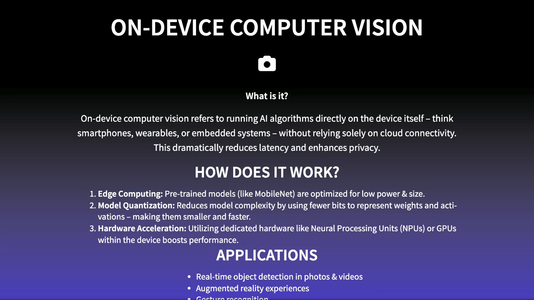The magic happens through edge computing, where we use pre-trained models that have been specifically tweaked for smaller devices. We often use something called quantization to shrink those models down even further, and then leverage hardware accelerators like NPU or GPU within the device itself to really speed things up. You'll find this being used in a ton of cool apps, from instantly recognizing objects in your photos to powering augmented reality experiences and even controlling your smart home with gestures.